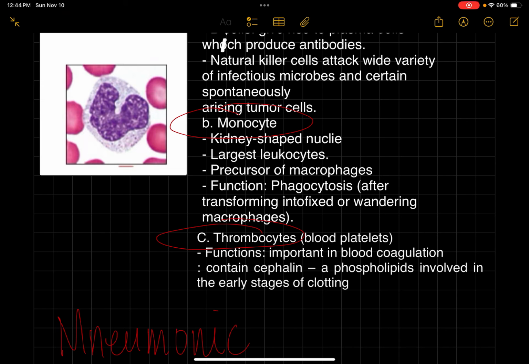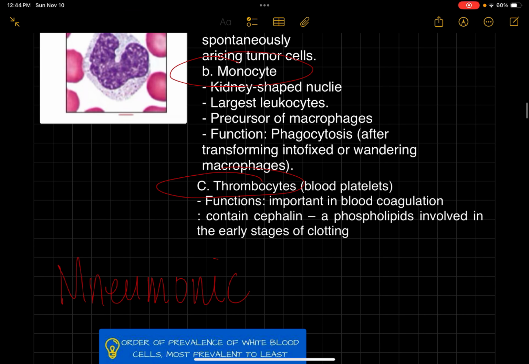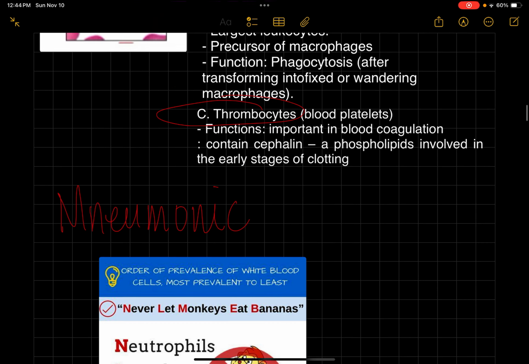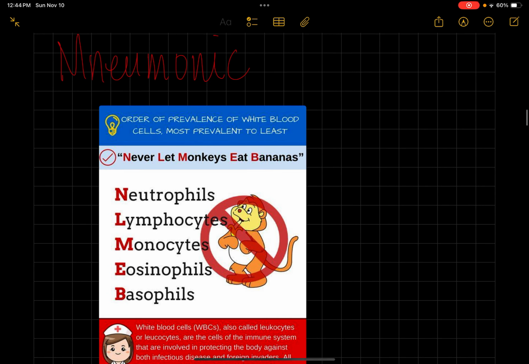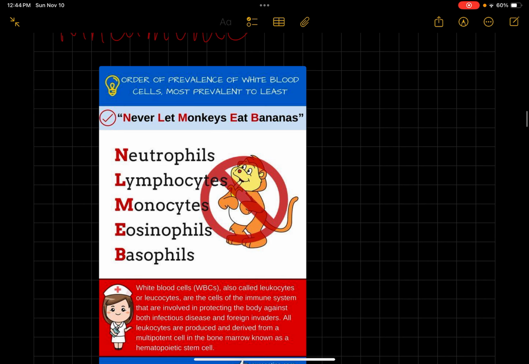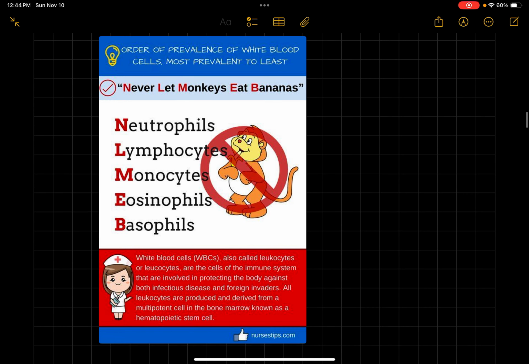We have thrombocytes, blood platelets. Function, important in blood coagulation, contains cephalin, a phospholipid involved in the early stages of clotting. So we have a mnemonic for it. Never let monkey eat bananas. So neutrophil, lymphocytes, monocyte, eosinophil, and basophil.